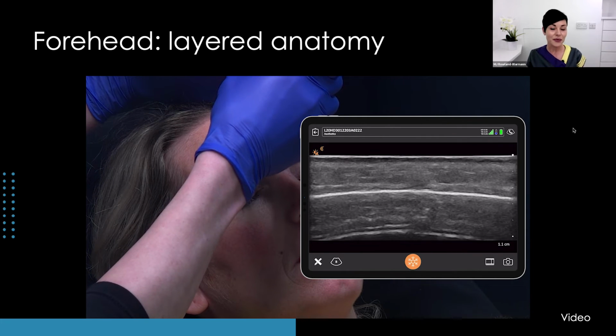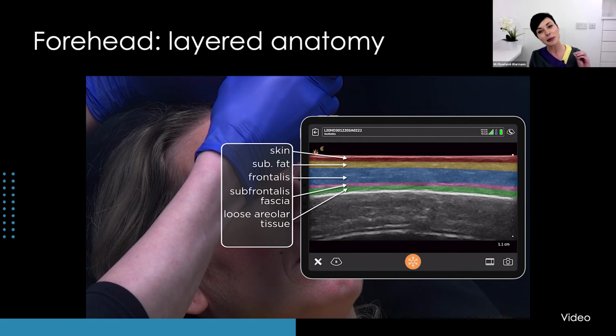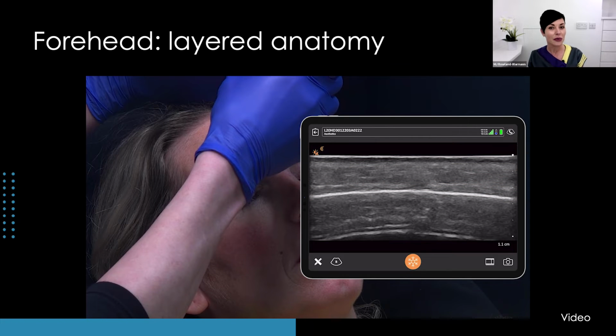So when scanning the forehead, we expect to see most of the layers, including hyperechoic skin, isoechoic subcutaneous fat, hypoechoic frontalis, which is an indistinct band in the middle layer. The frontalis isn't as easily identifiable as some other facial muscles. Then there's the hyperechoic subfrontalis fascia, a layer of loose areolar tissue, and hyperechoic periosteum and bone. Now, you might have been a little confused as to what's going on beneath the periosteum in the forehead. The periosteum is the deepest surface and sound waves don't pass through, so there's nothing beneath this layer.